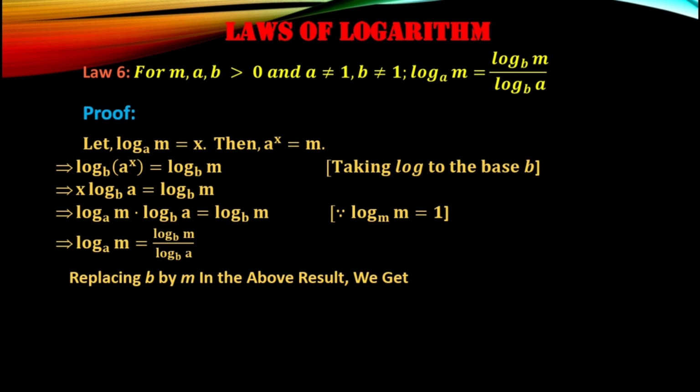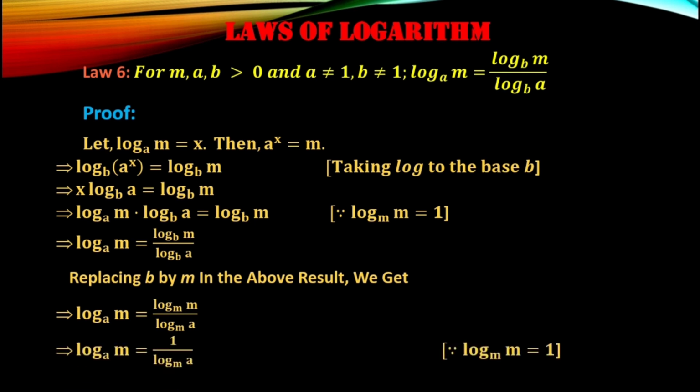And replacing b by m in the above result, we get log of m to the base of a equals log of m to the base of m divided by log of a to the base of m, right? We are just replacing b by m, but we know that log of m to the base of m is equal to 1, right? So this gives us the previous law which we have just studied, that log of m to the base of a equals 1 by log of a to the base of m. So this is just, we can say, an extension of the previous law.